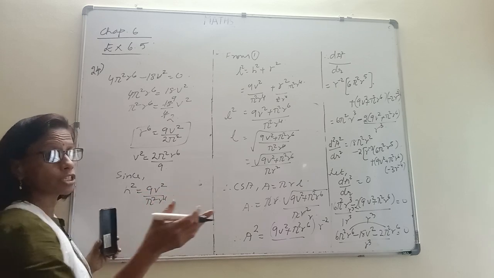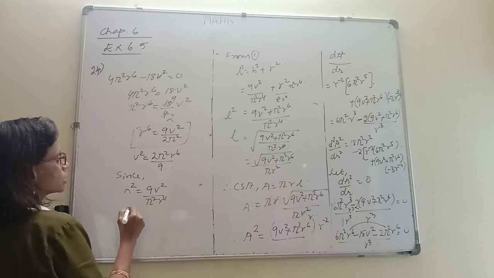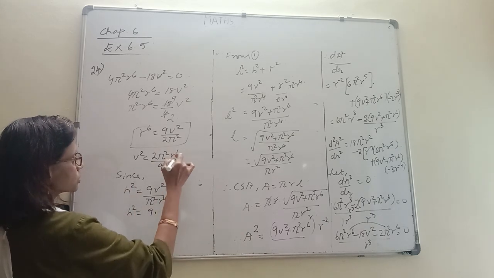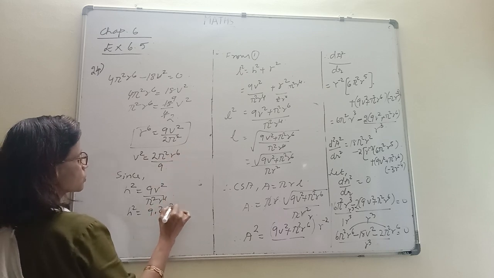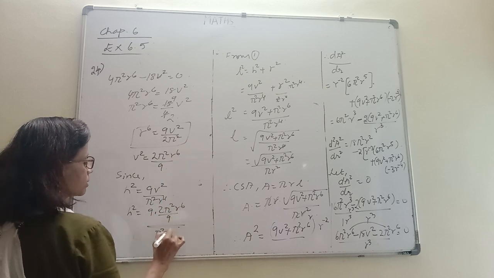Yeah, because I thought there was a relation with L. No, it is a relation with that. So let's catch hold of the r. R is this. So H squared is going to be 9 times, see, let's put this v squared over there. 2 pi squared r raised to 6 over 9 by pi squared r raised to 4.